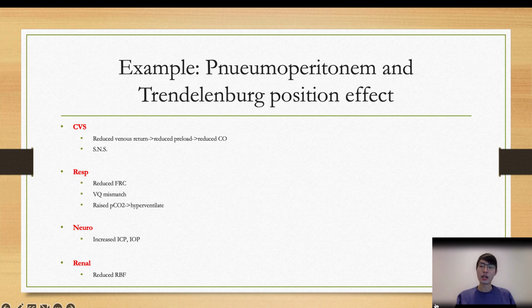So you could start by saying pneumoperitoneum has impact on multiple systems, with cardiovascular and respiratory systems being most significant. For cardiovascular, it reduces venous return, causing reduction in preload, and hence reduced cardiac output. This activates the sympathetic nervous system, causing reflex tachycardia and vasoconstriction. Respiratory system, it causes reduction in FRC, it worsens the VQ mismatch, and the CO2 absorption increases the CO2 tension, stimulating the chemoreceptors and causing hyperventilation. So these answer structures could be applied to questions like effects of PEEP or effects of proning on our body.